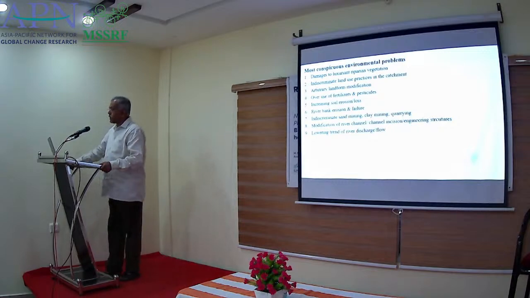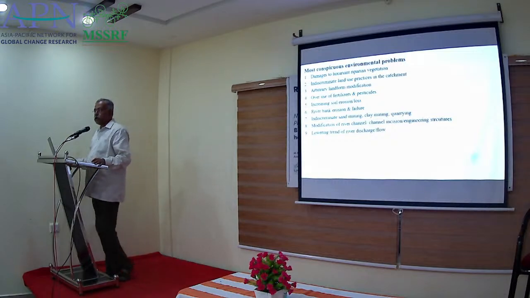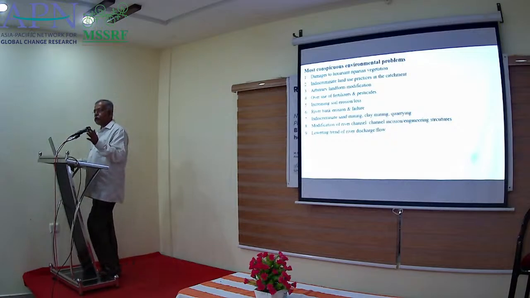Then arbitrary landform modification, where you do not have a plan as to how the landform should be managed. So in a landform where you should have only perennial vegetation, they may cut the perennial vegetation and start cultivating seasonal crops like tapioca and such other crops. So naturally that again leads to soil erosion and such other impacts.